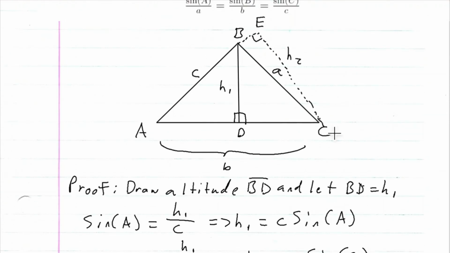Okay, so why I did that is see how it creates this little right triangle here, this triangle BEC. So I know this whole angle has a measure of B. So if this whole angle has a measure of B, that means this angle here will have a measure of 180 minus B, of course, right? Since this angle plus this angle is 180, because they're a linear pair. So I see that sine of 180 minus B is equal to h2 over a, right? Opposite over hypotenuse.